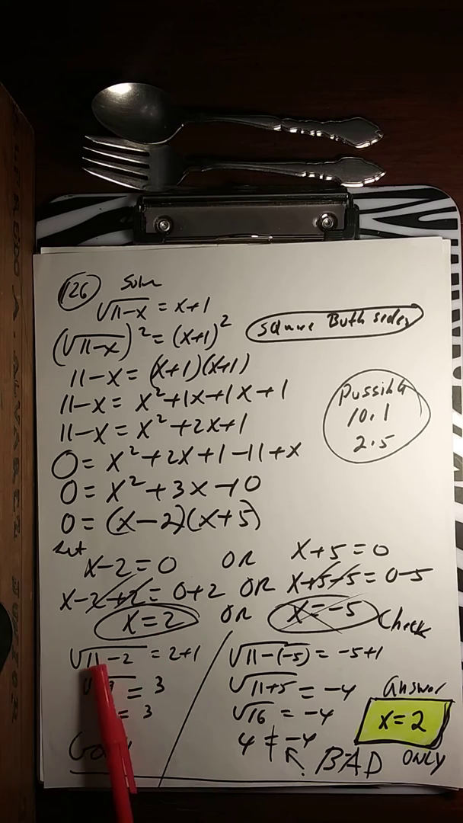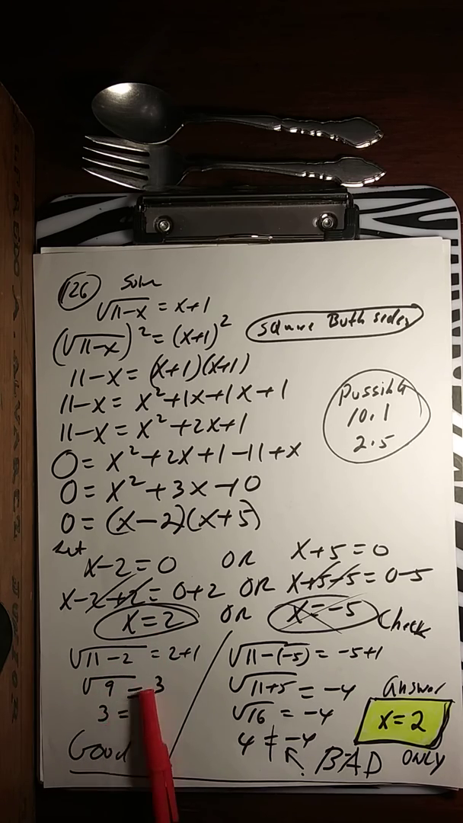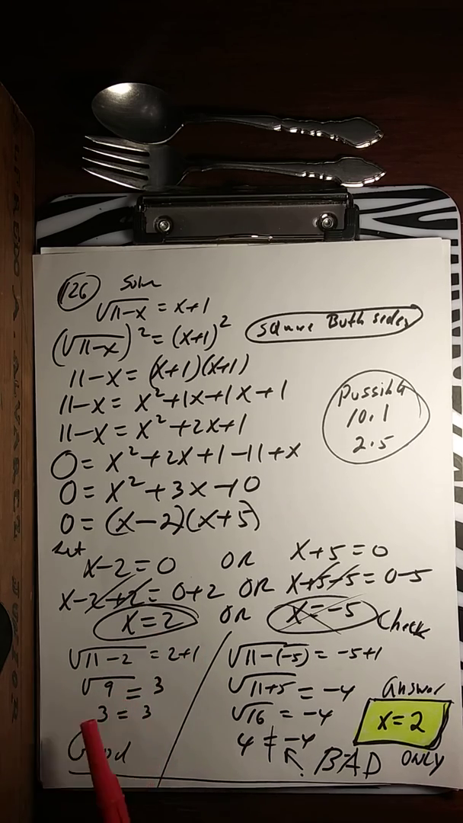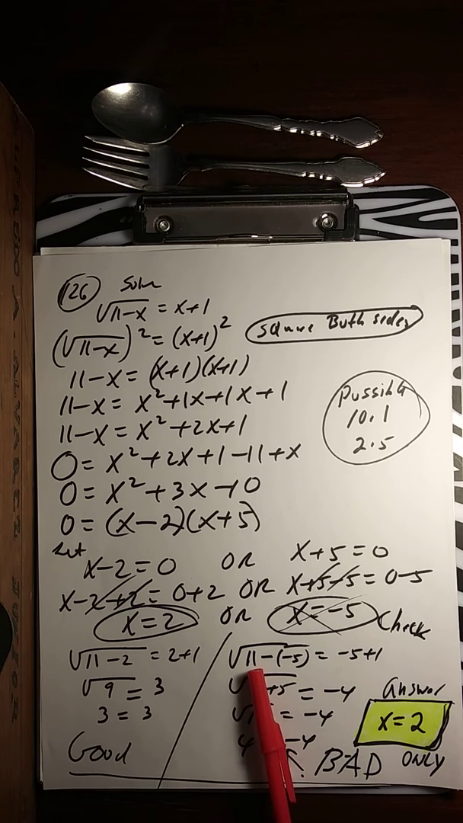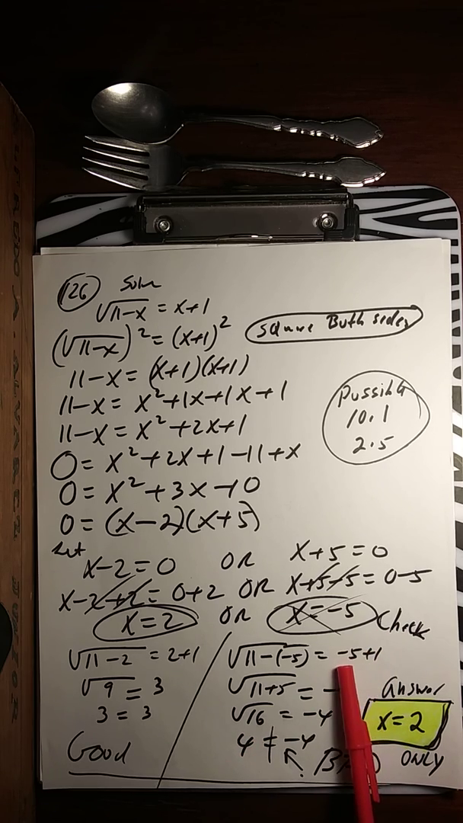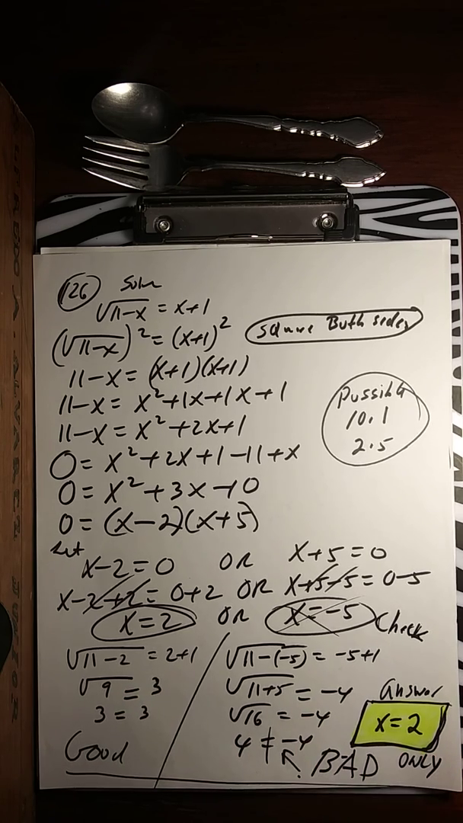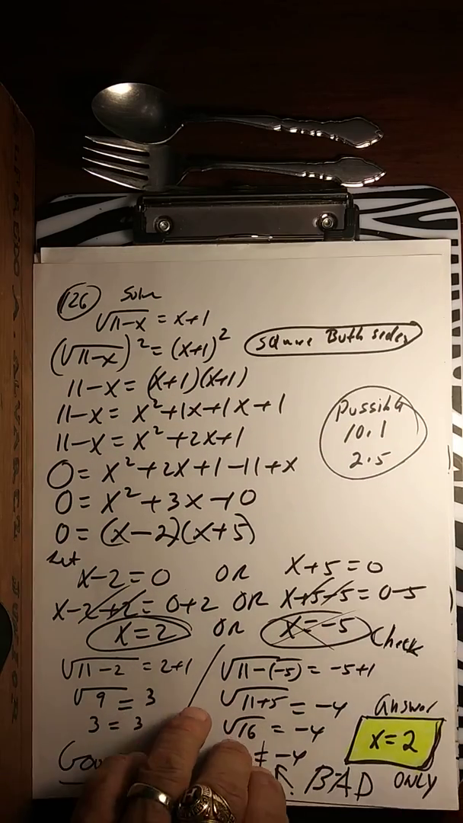Let's try 2 in there. 11 minus 2 is 9. Square root of 9 is 3. 3 equals 3. Yes. Good. Put negative 5 in there. 11 minus negative 5 is 16. Square root of 16 is 4. And negative 5 plus 1 is negative 4, which is not equal to that. Bad. It's good, bad, extraneous. So x equals 2 is the only solution that works.